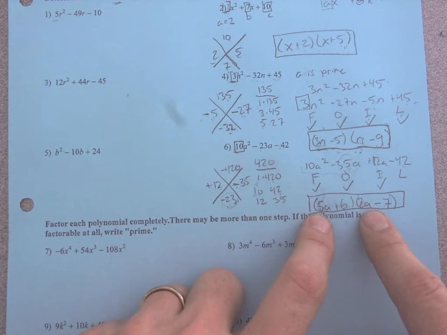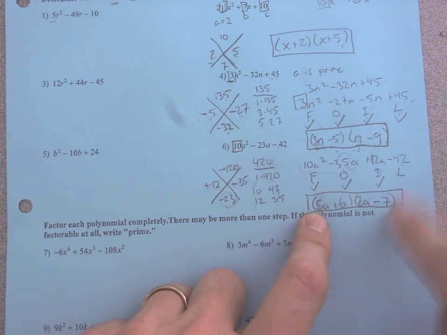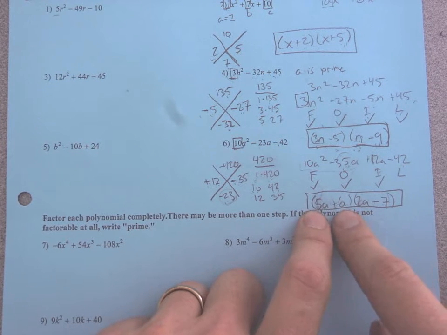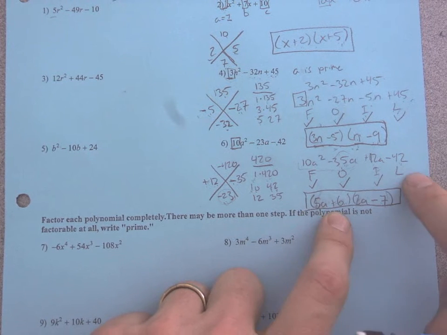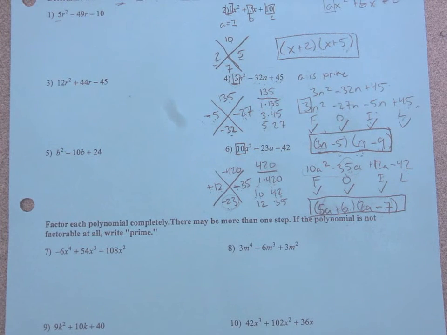Boom, put them in. Okay, once those are set, how do I get a 35a? 5 times what? Okay, negative 7. Boom. Okay, how do I get a 12a? 2a times what? Boom, 6. Okay, cool, got it. Does that multiply to a negative 42? Yes, it does. Boom. Check it off the list, and you're good.